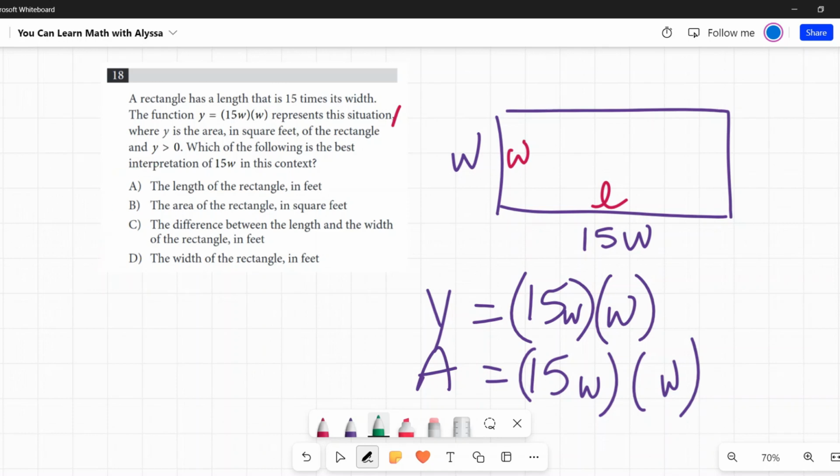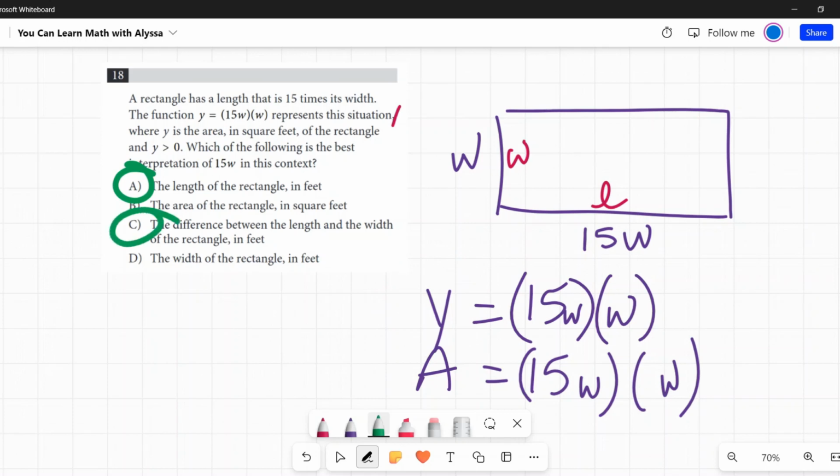A, the length of the rectangle in feet. This is the third time we've had these, which of these is best, and it's been A. Right off the bat, that looks right. I think that's right. Always a good idea to read through all 4 of them, though. B, the area of the rectangle in square feet. Nope, we already know y is the area in square feet.